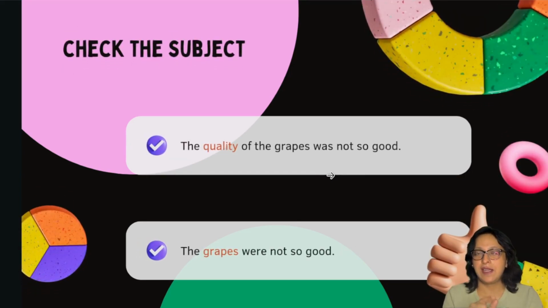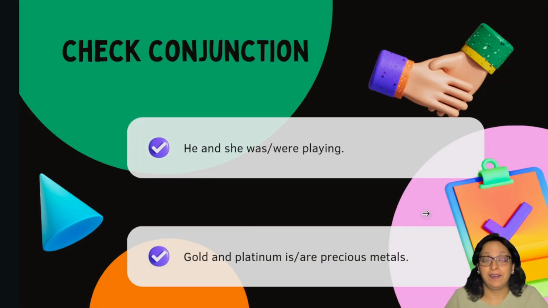So here it is. Please keep in mind the subject is plural in the second sentence. Therefore, we have taken a plural verb. The subject is singular in the first sentence. Therefore, we have taken a singular verb. Okay. So let us take two more sentences. Here it is. There are two sentences. He and she. What will be the verb? Was or were playing. And in the second sentence, we can see gold and platinum is or are precious metals.